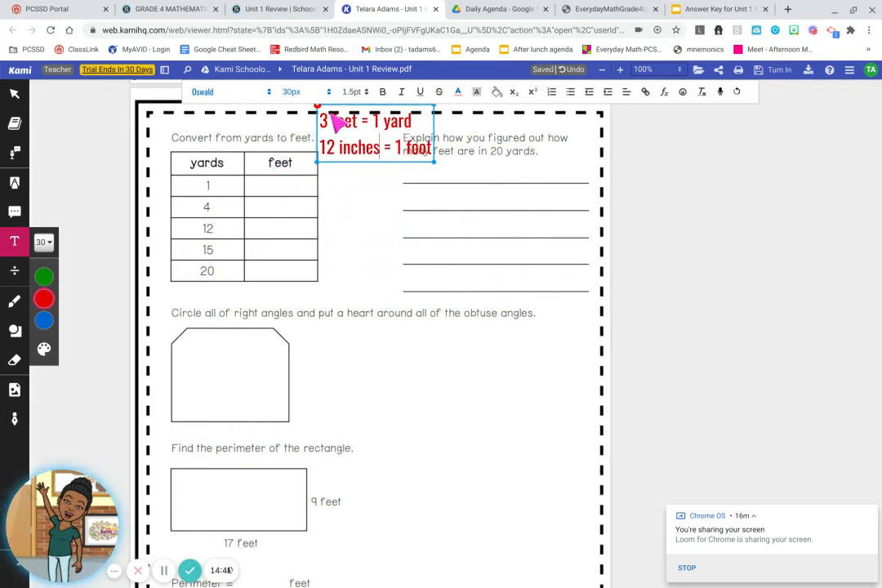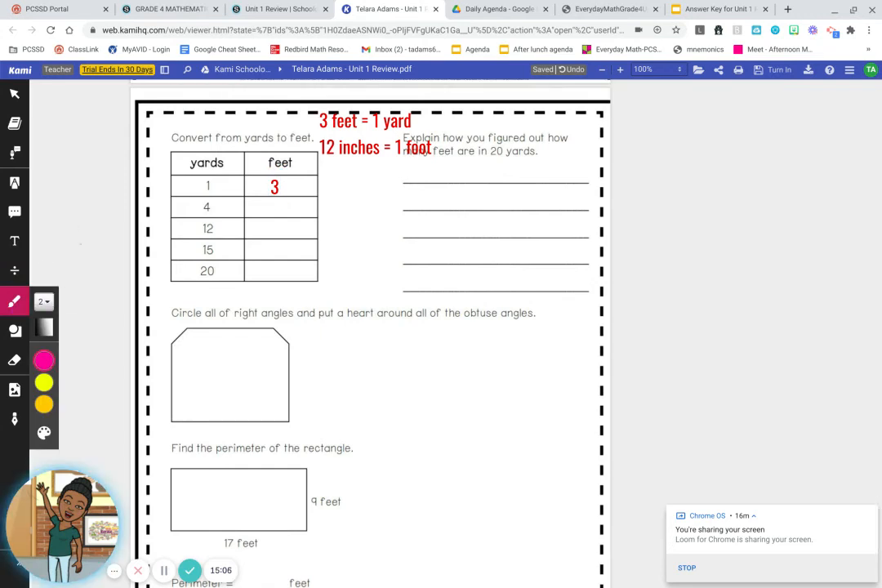1 yard equals, yes, 3 feet. What if I have 4 yards? How can I determine how many feet are in 4 yards? If every yard equals 3 feet, how can I determine how many feet are in 4 yards? Absolutely. I'm going to multiply. What I mean by that is it doesn't matter how many yards you have. You're always going to multiply it by 3. Why? Because there are 3 feet in every yard.